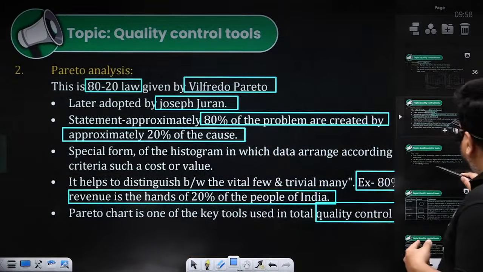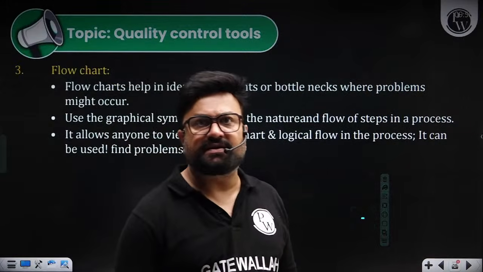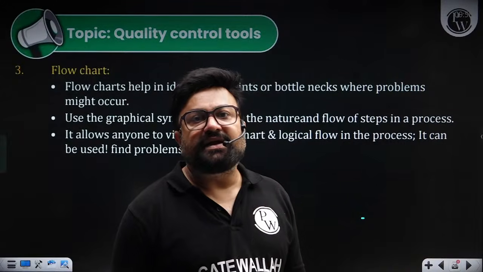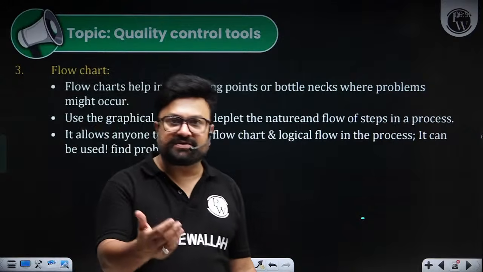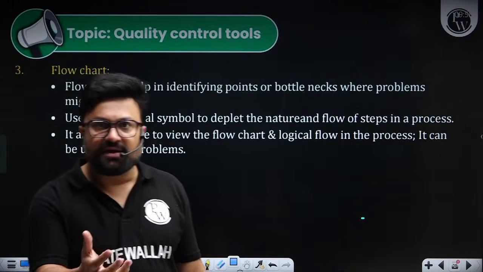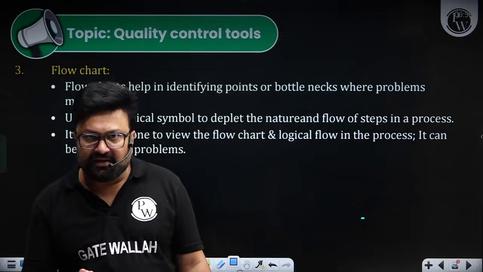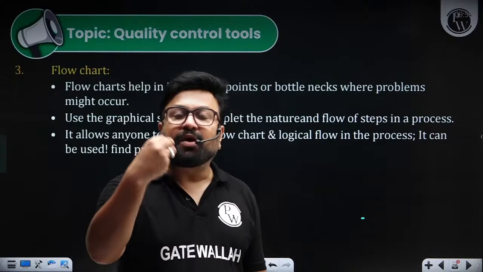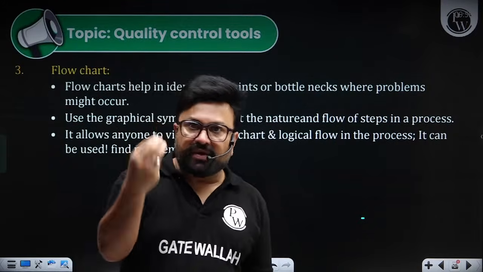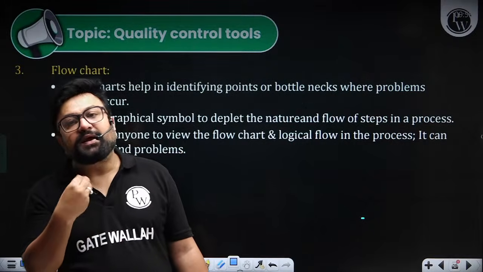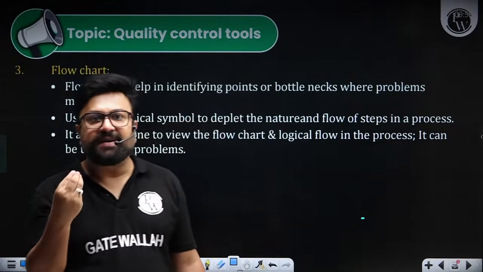Now there is the flow chart. As I told you earlier, we are dealing with quality control tools, the tools by which you monitor the process and its quality. A flow chart helps in identifying a point or bottleneck where the problem might occur. A bottleneck is a point where the process is very slow. Any unusual thing you can notice by the flow chart.